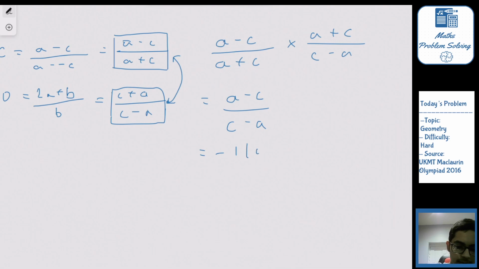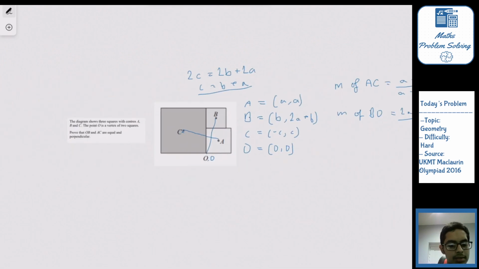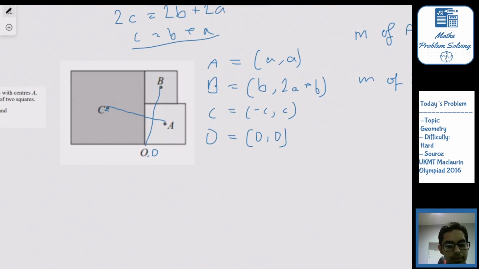So this can be rewritten as the numerator -1 times (C minus A), because we have a negative C in the numerator, which is covered by negative C and positive A, and two negatives multiplied give a positive, divided by the regular C minus A, which just simplifies down to -1. So therefore, if we go back to our question, we've proved that the two lines are perpendicular. So let's take that part off the question. And now we need to prove that they are both equal.